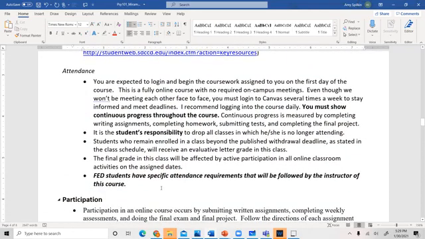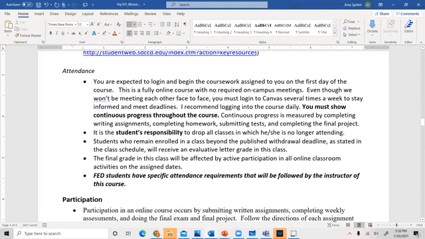In terms of attendance in an online class, I expect that you're logging in and beginning classwork on day 1. It's fully online. We don't have any on-campus meetings. So what I suggest you do is log into Canvas several times a week to stay informed and meet your deadlines. I need to see that you have continuous progress throughout the course, meaning you're completing your work each week on time. It's your responsibility to drop any class that you're not attending.